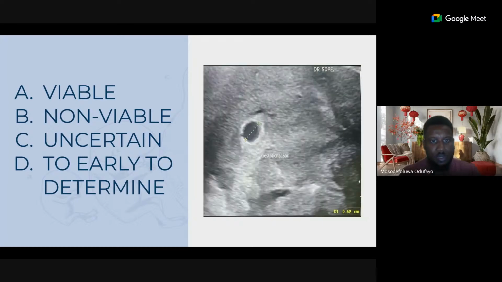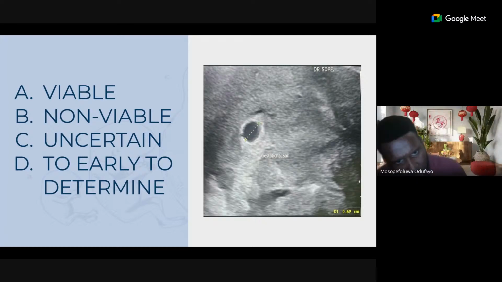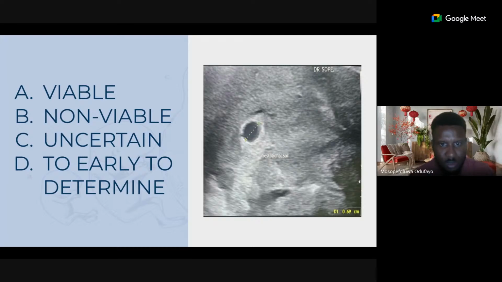Now for this one, is this viable? Is this non-viable? Is it uncertain, or is it too early to determine? Is it too early to determine? I think this is the double decidual sac sign, if we can see it clearly. So let me give you 10 seconds.